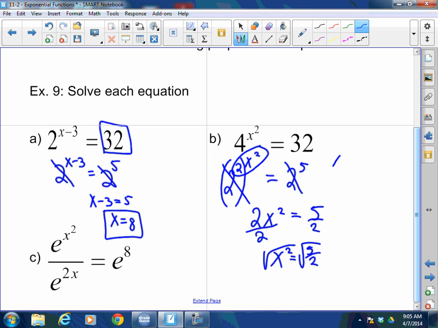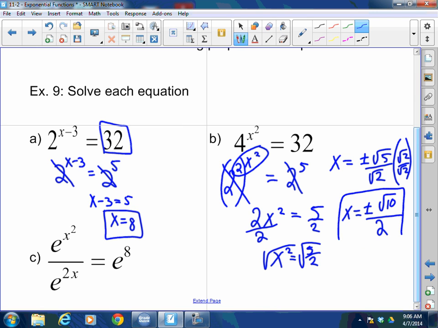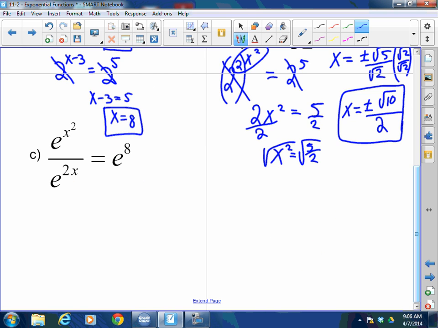Square root both sides. X equals plus or minus square root of 5 over square root of 2. I got to rationalize, square root of 2 over square root of 2. So x equals plus or minus square root of 10 over 2. It's putting all of our skills to work here. All of our skills. But it's easy if you remember how to break down bases and if you remember your exponent power rules.